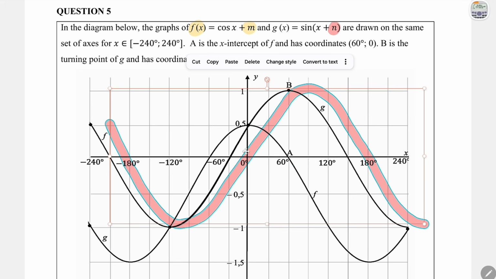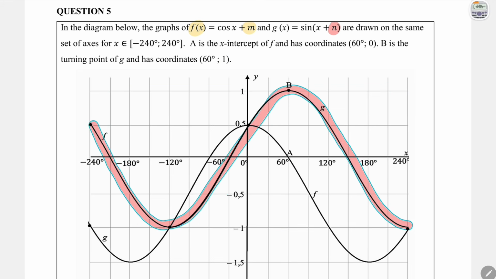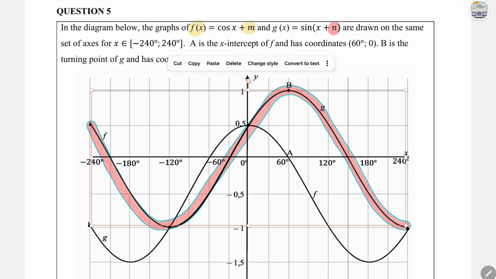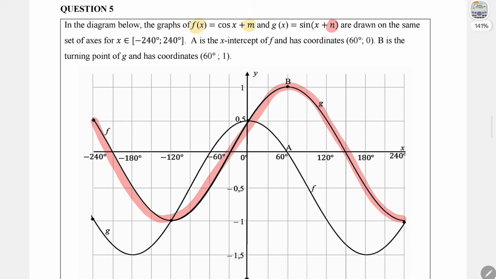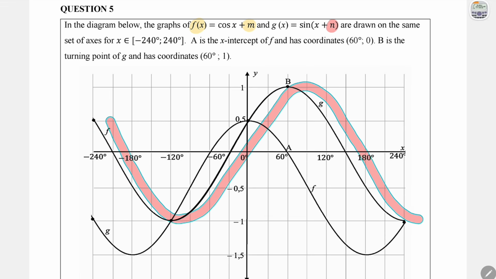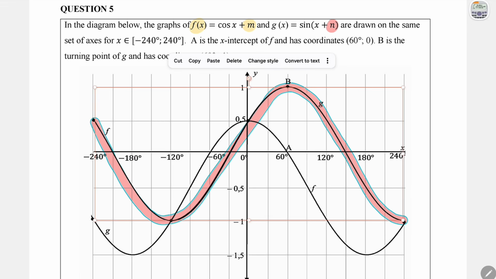It moves from that y value of 0 being at 0 degrees to that y value of 0 being at negative, that looks like negative 30 degrees, because it looks like we're moving in 30s. So negative 30 degrees, negative 60, negative 90, negative 120. Clearly this graph was shifted 30 degrees to the left.